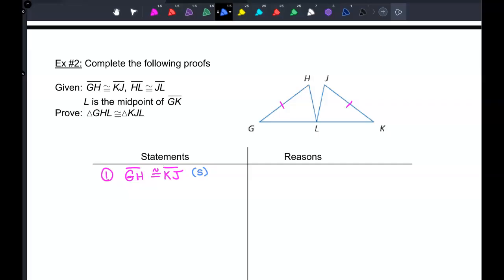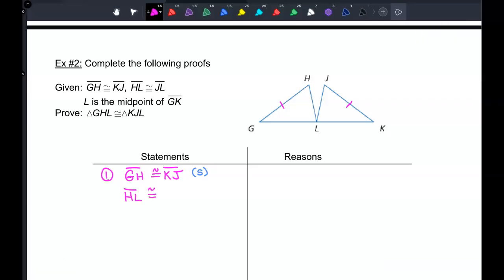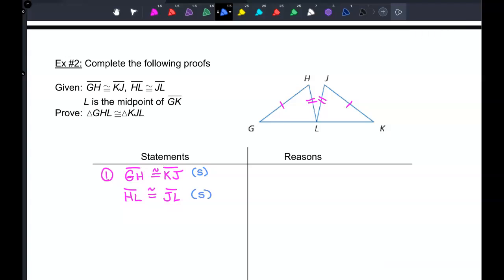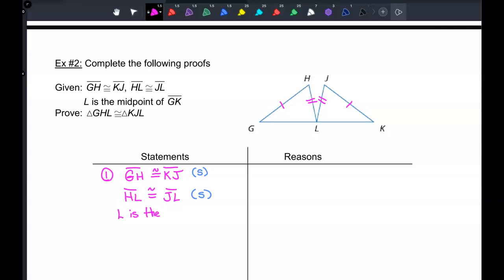I also have HL congruent to JL. So I'm going to put two markings here. That's another pair of sides. Okay, so far I have two pairs of sides. I'm also given L is the midpoint of GK. So then GL. Oh, Aaron. Send him. Spoil it.